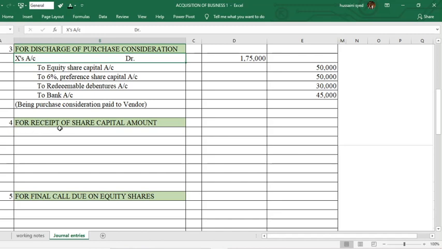The fourth entry is for the receipt of share capital amount. Whatever shares the company has issued to the public, from that the company is going to receive the cash. Why will the company not receive from those shares which are being issued to the vendor? Because when the company has taken over the business, it has to pay the purchase consideration. So they are paying in the form of the capital. So for that the company will not charge anything from the vendor.